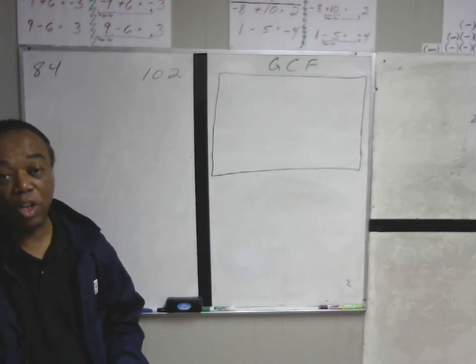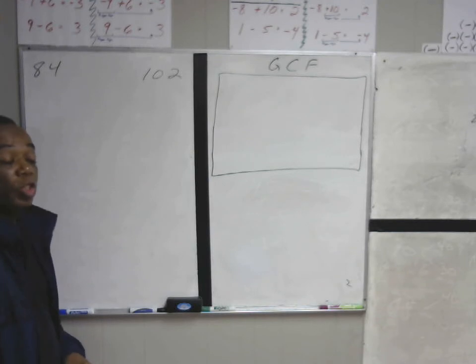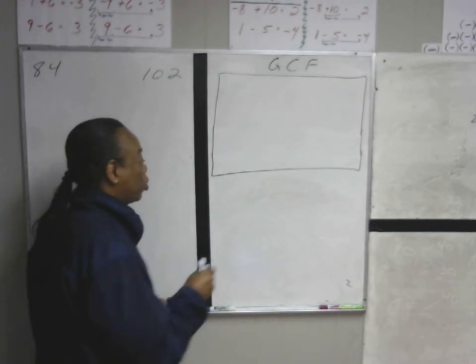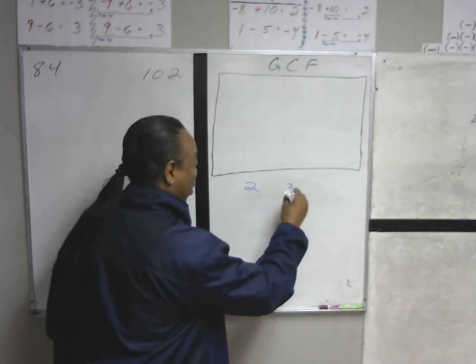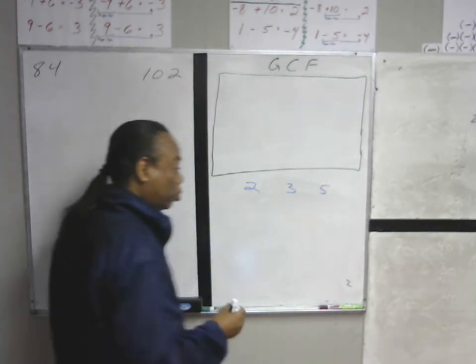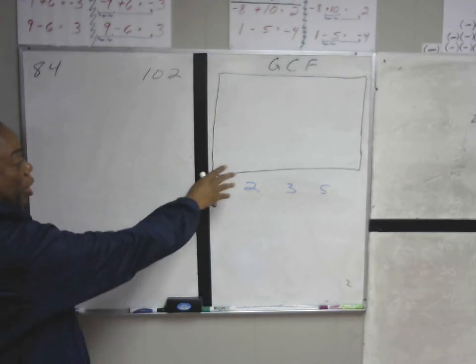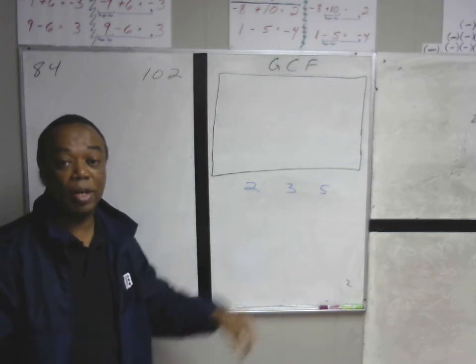Greatest common factor of larger numbers. We have 84 and 102. So we'll start dividing by three numbers. We'll start dividing by 2 as many times as we can. Then we'll divide by 3 as many times as we can. And then we'll divide by 5. Just those three numbers. So this will be our calculator, and whatever's here is what you type in your calculator.